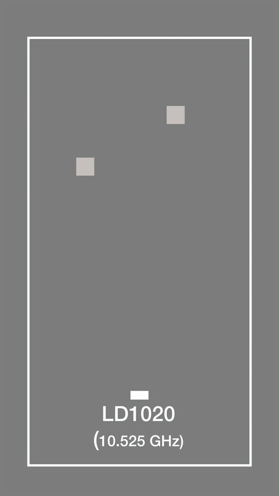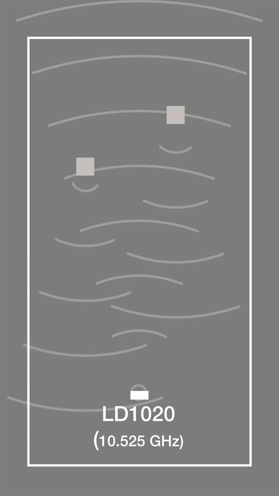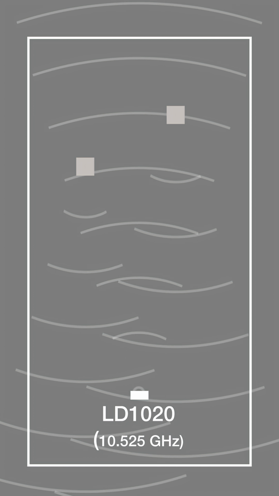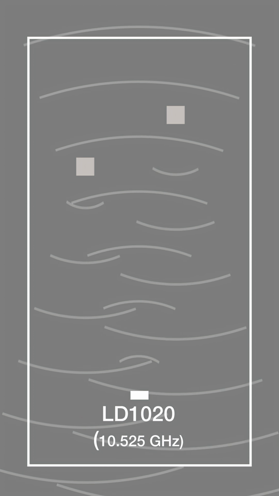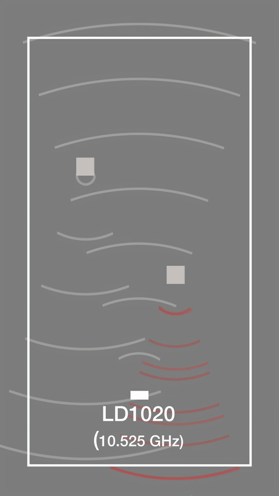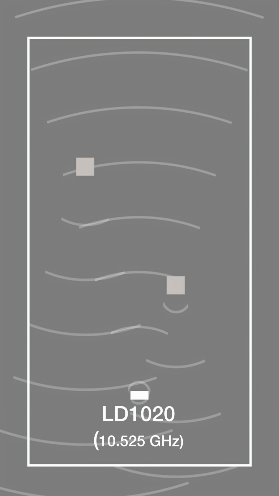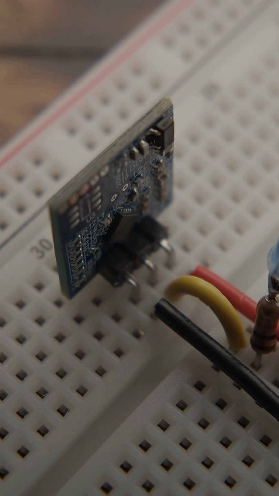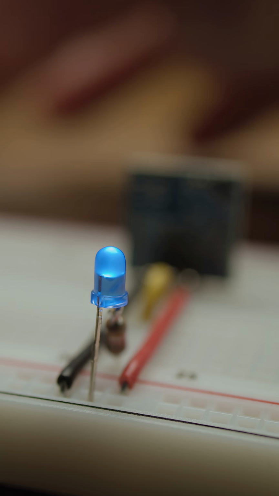Here's how it works. The sensor constantly sends out a 10.525 GHz radio wave. Everything around it reflects the signal back. If nothing moves, the reflections stay steady. But when something moves, it causes a Doppler shift, kind of like a musical note going sharp or flat. The module detects the change and then flips the output from low to high.